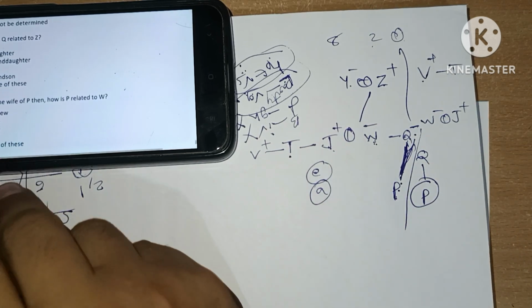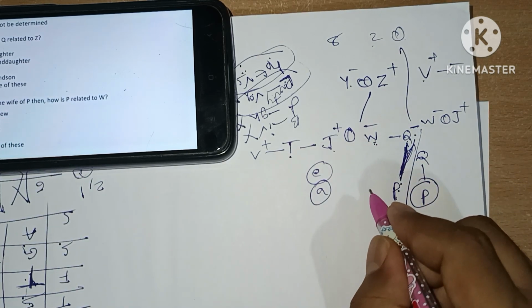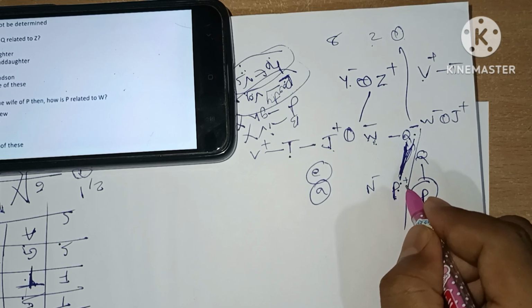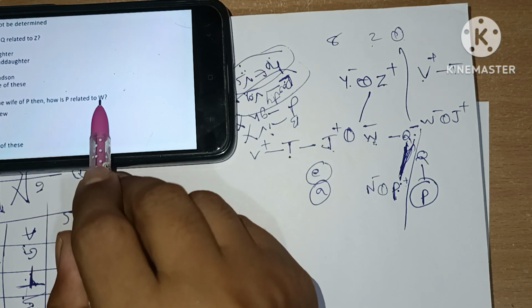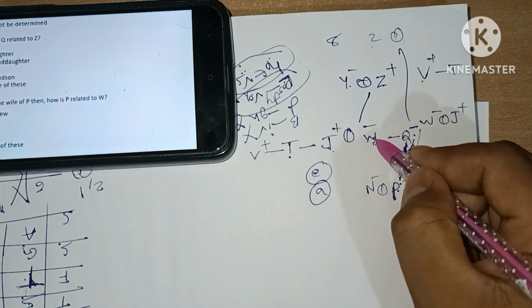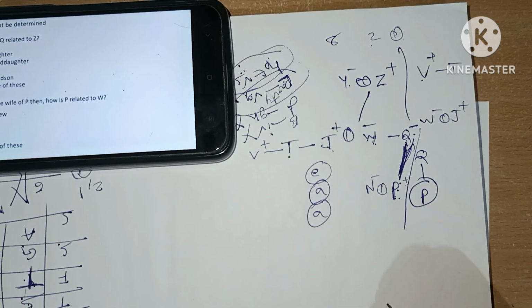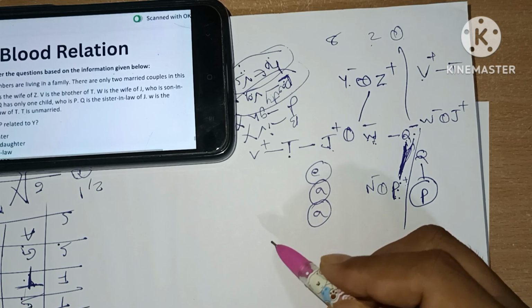Next. If N is the wife of P. If N is wife, this means P is a gent, male, and they have married. Then what is the relation between W to P? W to P will be nephew. So the answer will be nephew, option A. So these are the answers for the blood relation questions.